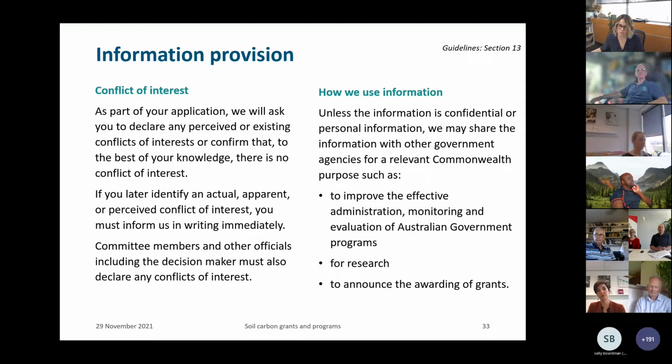As part of the application process, you'll be asked to declare perceived or existing conflicts of interest, as will committee members who are assessing the projects and other officials involved in the process. Please note we require certain information from you, and unless it is marked as personal or confidential, we may share this for research, to announce grants, or to evaluate the program in the future.